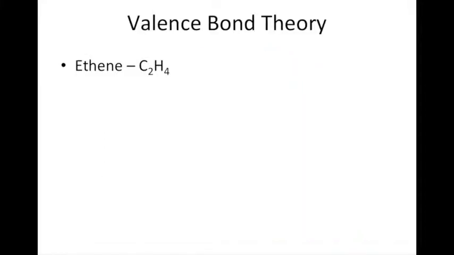So let's take a look at a different molecule. This is ethene, C2H4. Now that you've seen ethane done, pause the video and see if you can do the same thing for ethene. Determine the electron configuration for the hybridized orbitals, and then accurately draw the molecular shape for this molecule. Pause the video and give it a try.